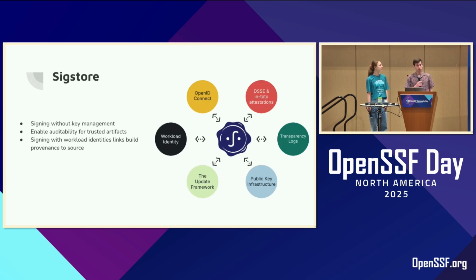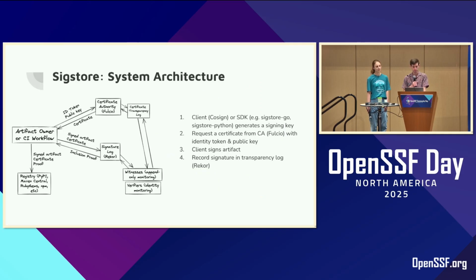This is where Sigstore comes in. Sigstore provides tooling and services to enable signing without key management and adds auditability and discoverability for trusted artifacts. Sigstore signatures are associated with identities, such as workload identities from CI/CD workflows, to remove the need to manage keys, and signatures are published to a transparency log for auditability.